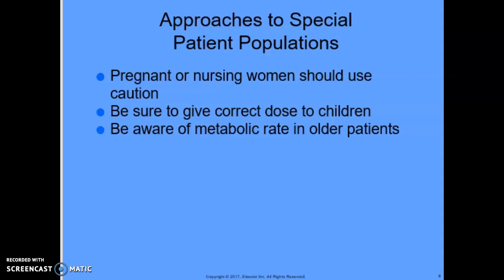The metabolic rate typically slows with the aging process, as we've talked about before. So this results in increased susceptibility to buildup of chemicals in the body that can lead to a toxic condition.